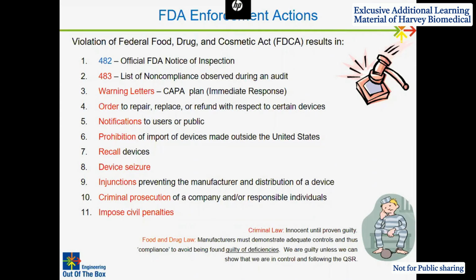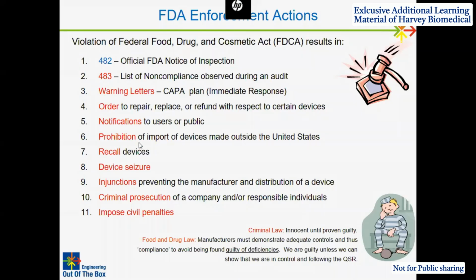And an order to repair, replace, or refund with respect to certain devices. Whenever anything is there with respect to certain devices, if the US FDA gives any order, then they have to act as per the order. And notification to the users or public. If the FDA issues any notification to the users or public or any company, then we have to act on that notification immediately, and accordingly take action.